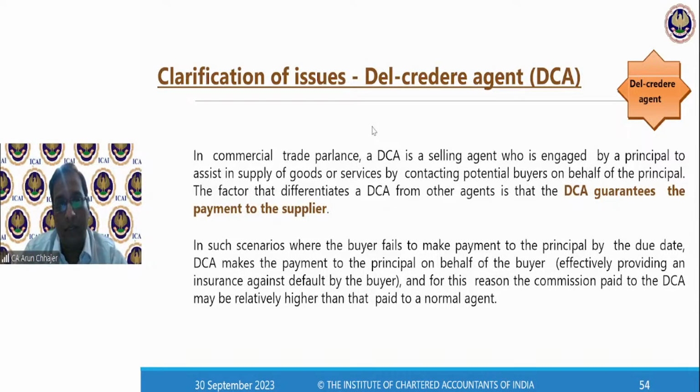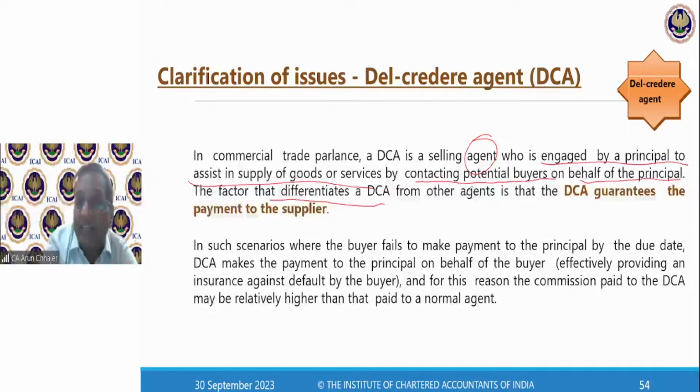So, the next circular is a clarification with respect to the del credere agent. Now, what is the del credere agent? In commercial terms, the del credere agent is basically a selling agent who is engaged by the principal to assist in the supply of goods or services by contacting potential buyers on behalf of the principal. The factor that differentiates the DCA from other agents is the guarantee.